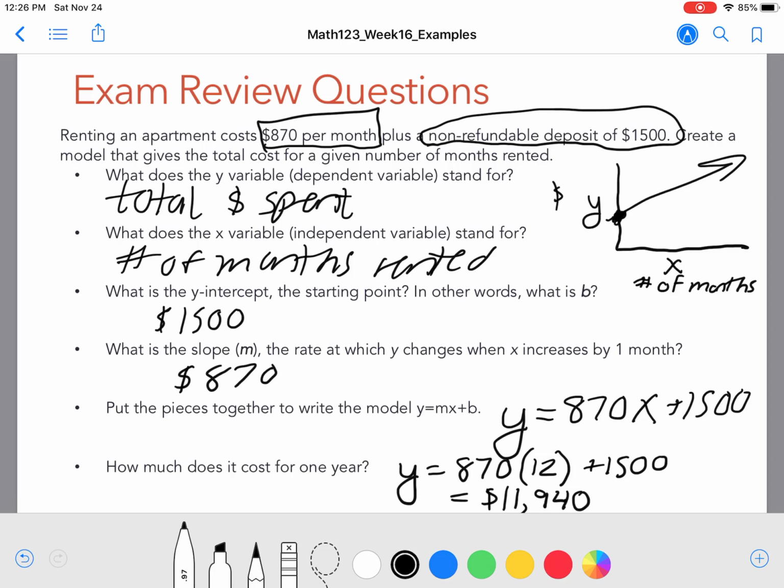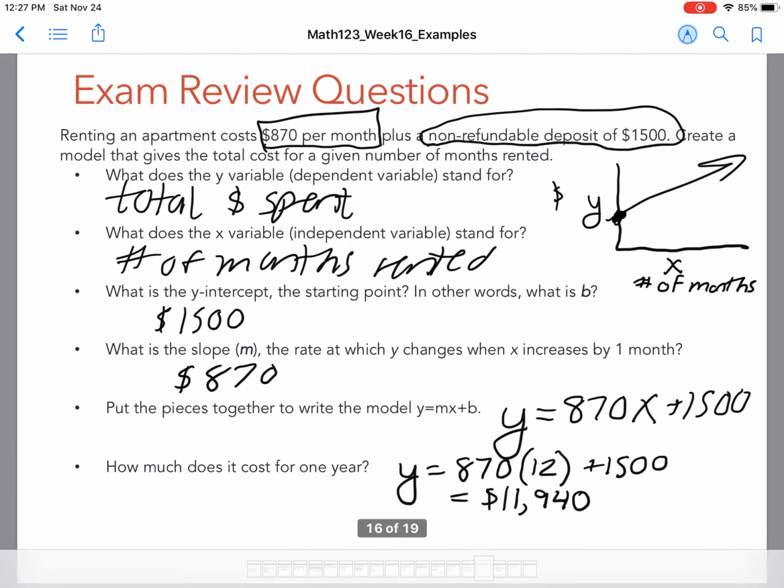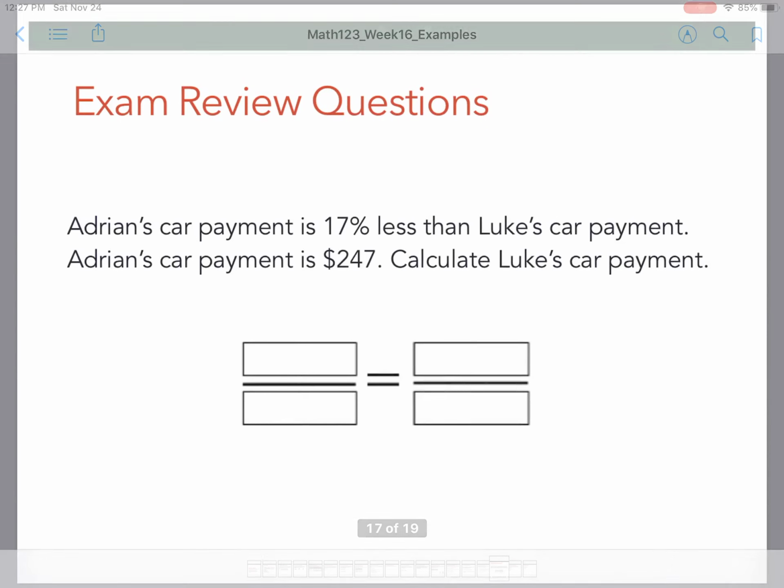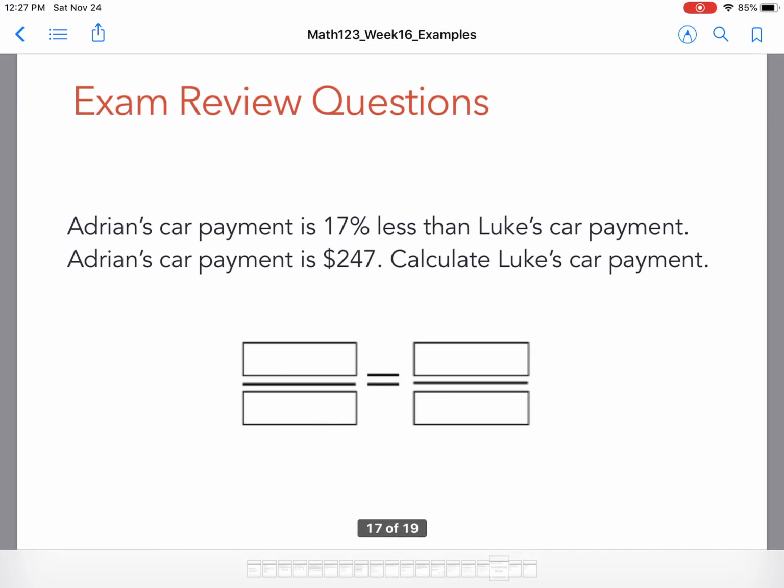So this is fairly easy to also think through. If you were to figure out how much it costs you to live in a place for a year, you'd take whatever you initially paid, which is your deposit, and then you'd multiply 12 times whatever you pay every month. All right, let's take a look at the next one.